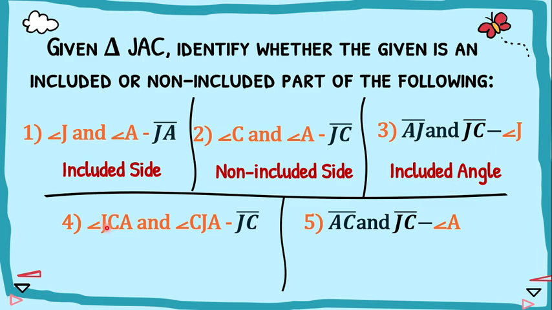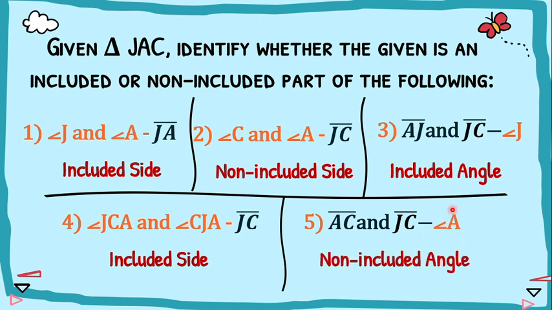For number 4, we have angle JCA and angle CJA. And the answer is side JC. So, looking at the two angles, given yung tatlong point na name ng angle, meron tayong JC at saka CJ. So, that is the common vertex for these angles. So, kaya ito ang ginawa, pinagsama si J at saka si C, tapos nilagyan ng symbol for segment. So, this is included side. And last, number 5, we have side AC and side JC. So, dito ang common natin is C, but the answer is angle A. So, this is non-included angle. So, that's all for included parts of a triangle.